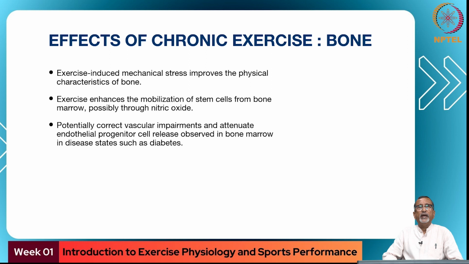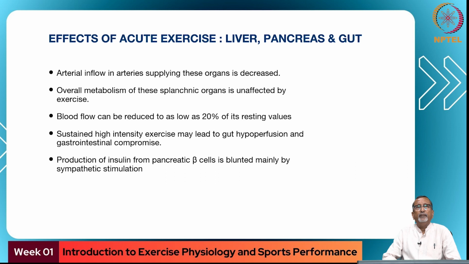The exercise-induced mechanical stress improves the physical characteristics of the bone. Exercise enhances the mobilization of stem cells, as I already told you before, from the bone marrow, possibly through the vasodilatation, which is caused by nitric oxide. This is the vasodilator substance. It potentially corrects vascular impairment and attenuates the endothelial progenitor cell release impairment observed in bone marrow in disease states such as diabetes. Now, what will happen to the effect of acute exercise in liver, pancreas and guts?